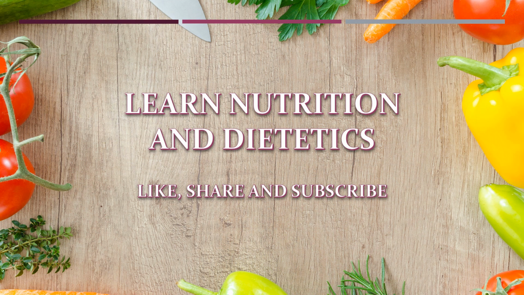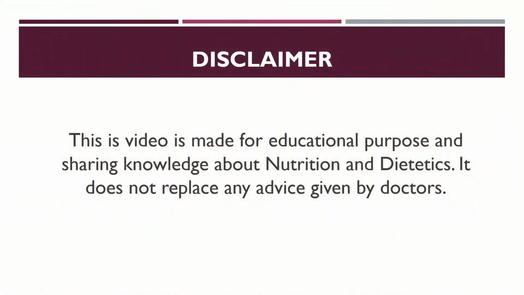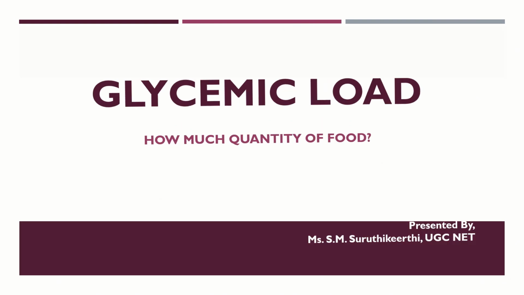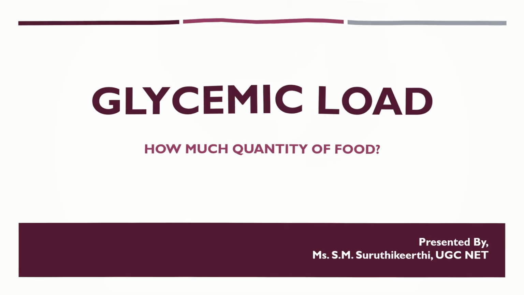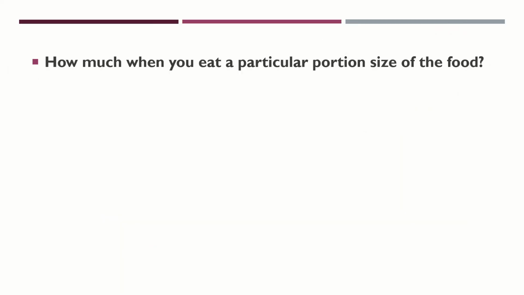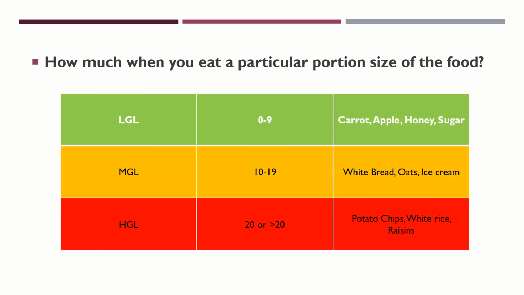Today we are going to see about the topic glycemic load. So glycemic load means how much quantity of food we are consuming. So quantity matters. How much we are taking a day is really very important. So we have a question here: when you eat a particular portion size of the food, how much glycemic load is there? So let's see the three ranges of glycemic load: low, moderate, high. Low means 0 to 9, moderate means 10 to 19, and high means 20 or more than 20.